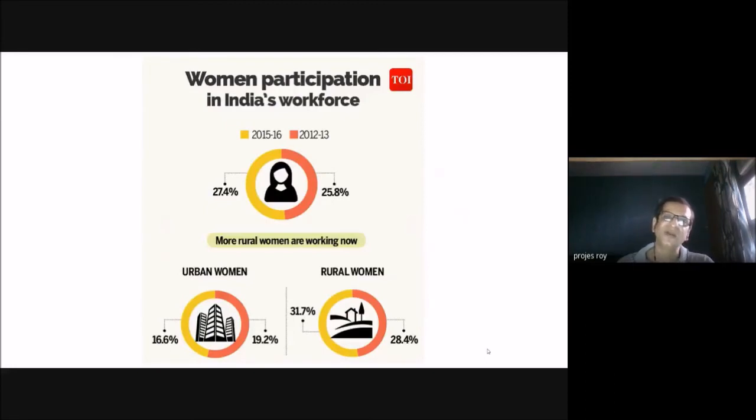Now, in case of women participation in the workforce, if you look at 2015-16 and 2012-13, here 27.4%, 25.8%. It was higher. It increased. But here you can see a different situation in urban. In urban, it was 19.2%, but it has reduced to 16.6%. But in rural, it has increased. It was 28.4%, and now 31.7%. The reason behind this is that women appear more informative than men in the rural sector.